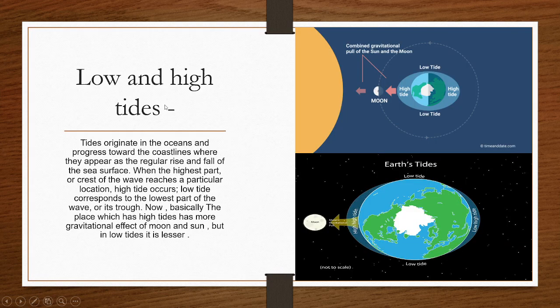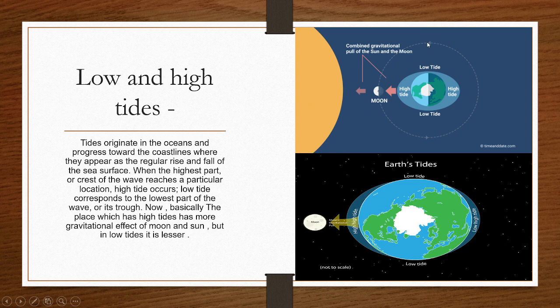Now, what are low tides and high tides? Tides originate in the oceans and progress towards the coastlines, where they appear as the regular rise and fall of the sea surface. Now you can see over here that the sun and moon are both exerting their gravitational force on this side more than this side. This is causing the tides in this area to be higher, and a high tide occurs in this area where both sun and moon are exerting the pressure.